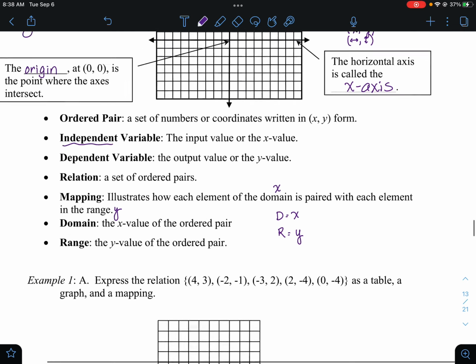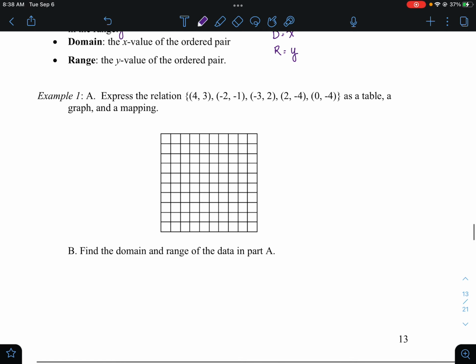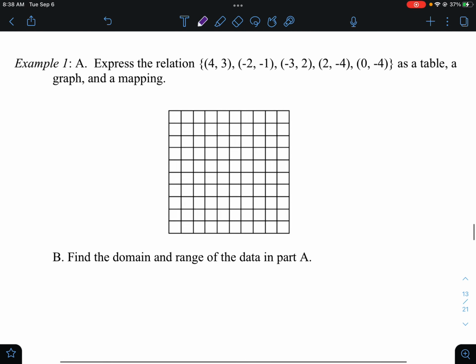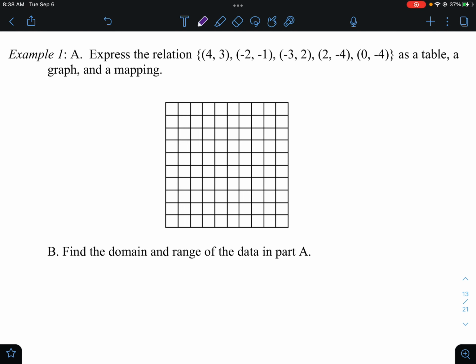Okay. Our first example. Okay, we're going to do a couple different things here. First, it says express this relation, so there's 1, 2, 3, 4, 5 ordered pairs, as a table, a graph, and a mapping. So let's do a table first. All right, so if you remember, a table is simply an XY chart or an XY table where I state what the X and Y values are.